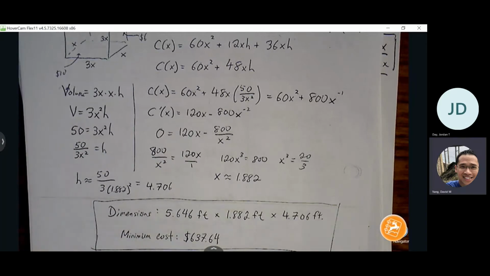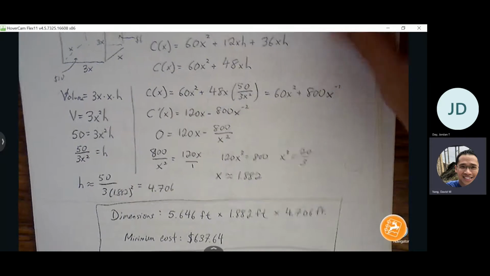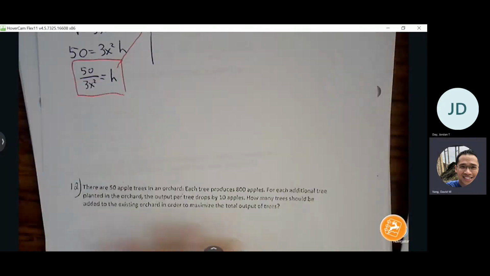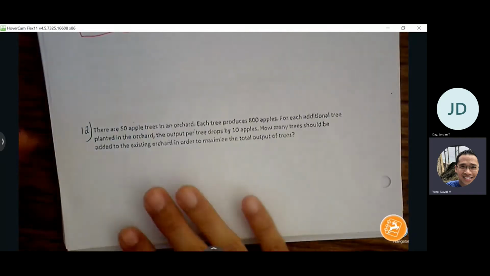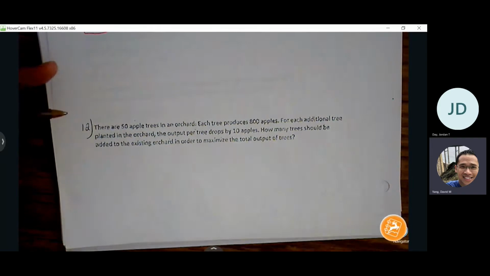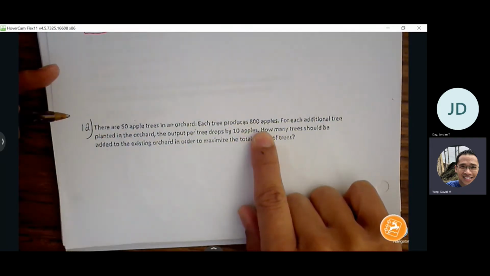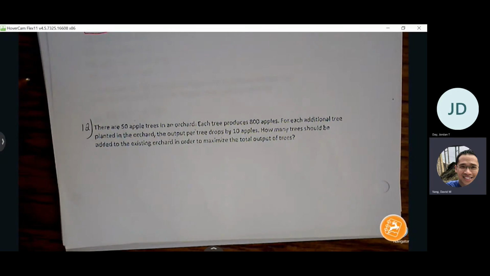Okay, I want to quickly go over number 12 here. Again, you guys have the key, so you can kind of look at number 12 on your own. Sorry, number 11 on your own. So we have 50 apple trees in the orchard. Each tree produced 800 apples. For each additional tree, the output per tree drops by 10 apples.